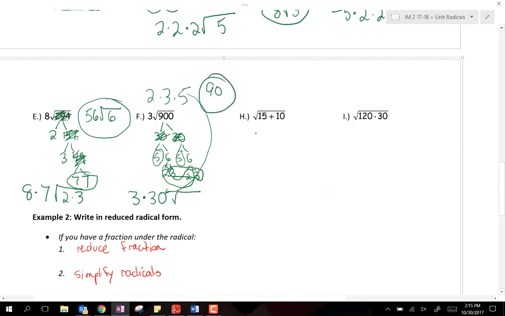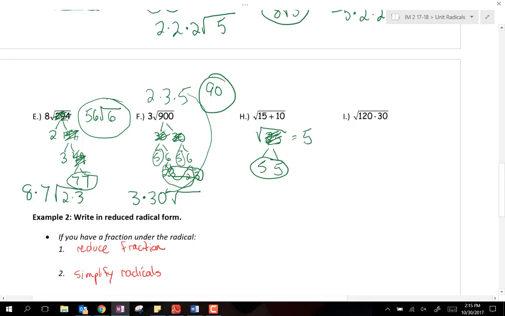Letter H, we need to add these first. So 15 plus 10 is 25. We know the square root of 25 is 5. We could also look at it as a factor tree. We have a pair of 5s, that's one pair. We bring out the 5 and nothing is left over.